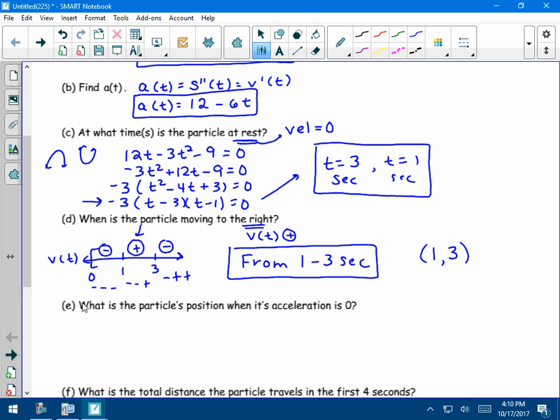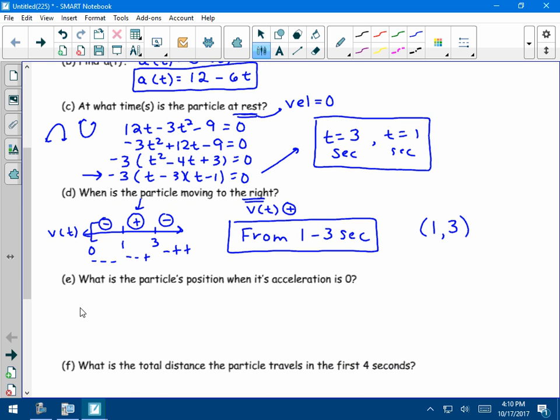E, what is the particle's position when its acceleration is 0? So position means I'm going to want s of t eventually, but I want to know its position when its acceleration is 0. So first I've got to solve when the acceleration is equal to 0. Well, acceleration we found back up here. It's 12 minus 6t. So where is 12 minus 6t equal to 0? Well, if I subtract the 12, I get negative 6t equals negative 12. So t is 2.